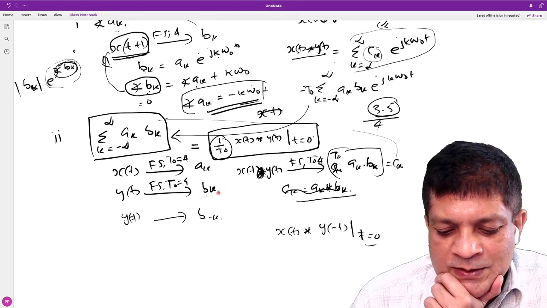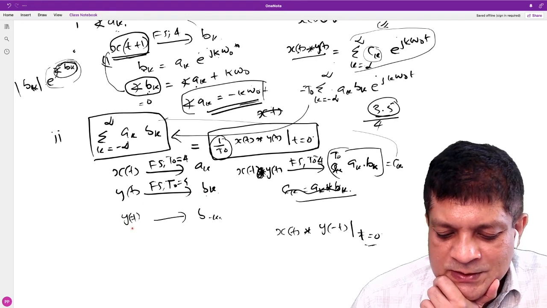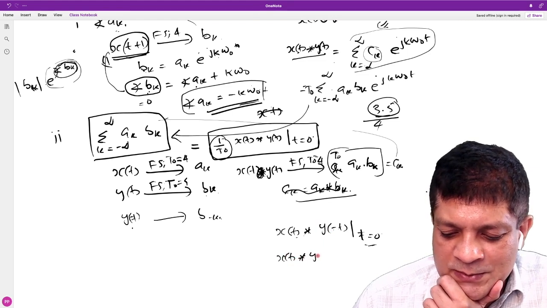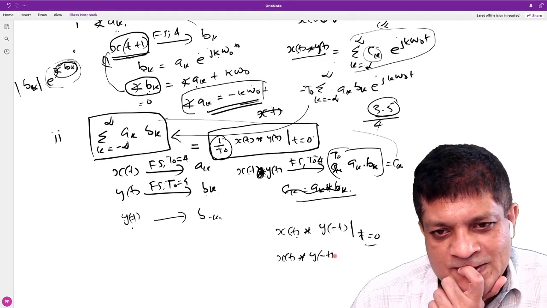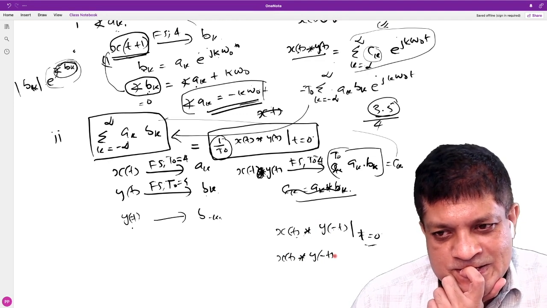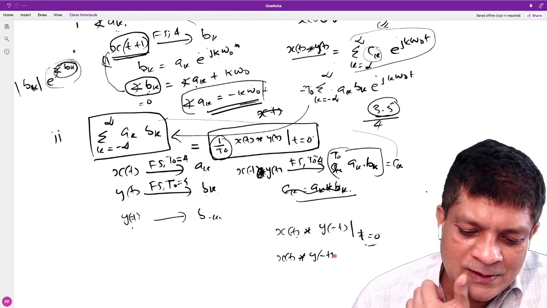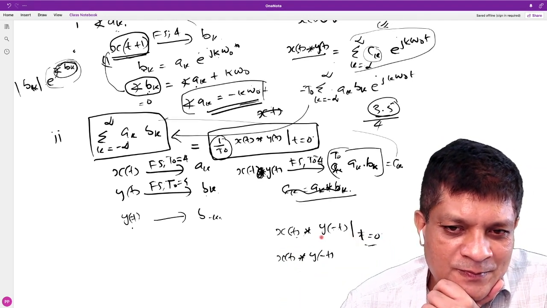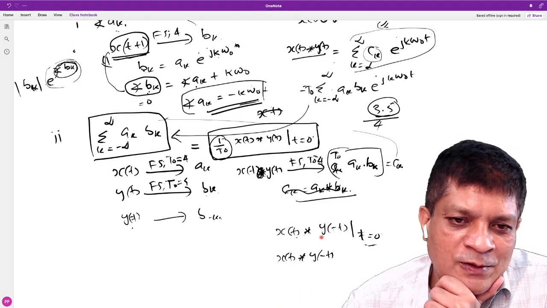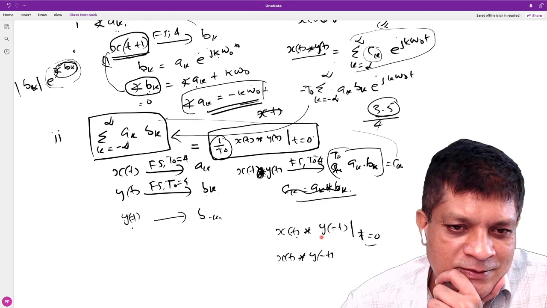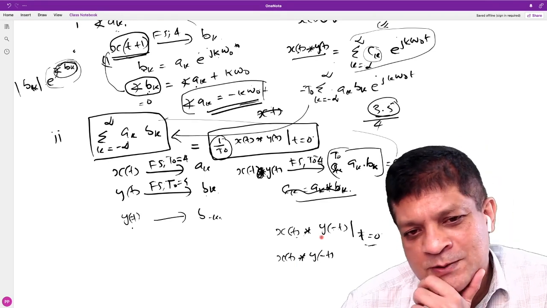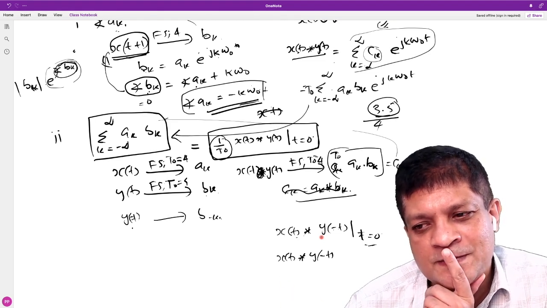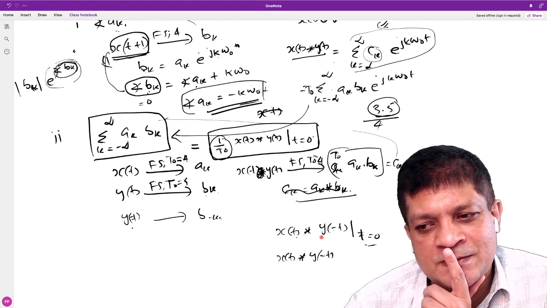You have to replace bk with b minus k. That means it is y(-t). So what is the convolution x(t) convolution y(-t)? From y(t), how do you get y(-t)? You have to flip it. And for convolution, you have to flip it again. That means it is the same signal, just delayed. Multiply those two and find the area over one period. That is the answer. Okay.